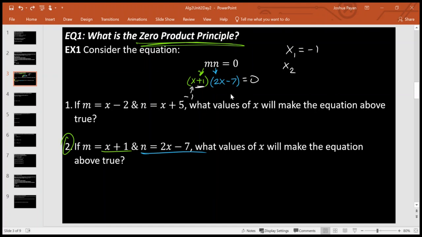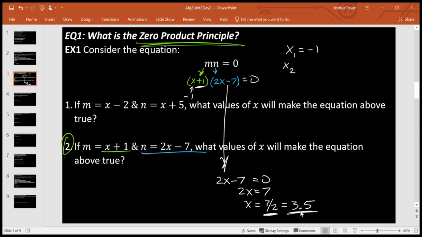So what I might do is go ahead and set this individually equal to 0, and then just solve for x. So I add 7 to both sides, divide by 2 on both sides. So you could say 7 over 2 or 3.5. The point is our other solution would be 7 halves, or 3.5 if you like decimals.